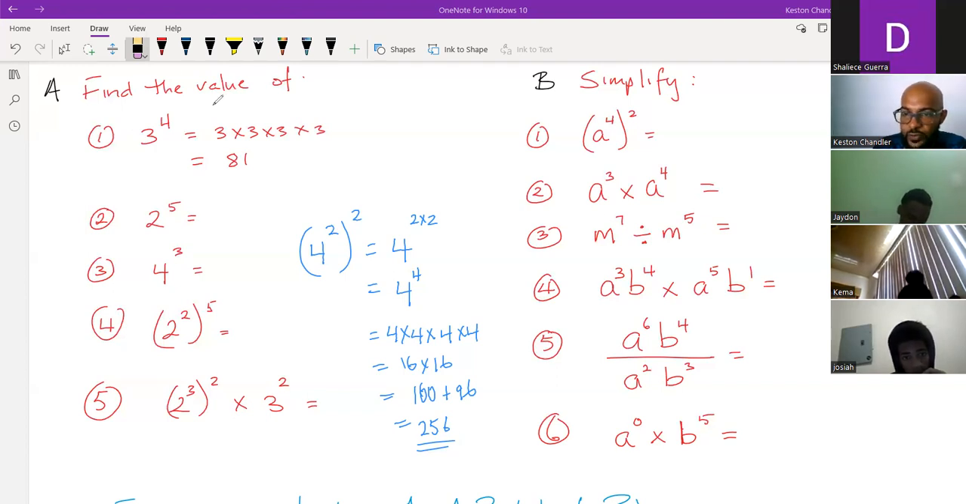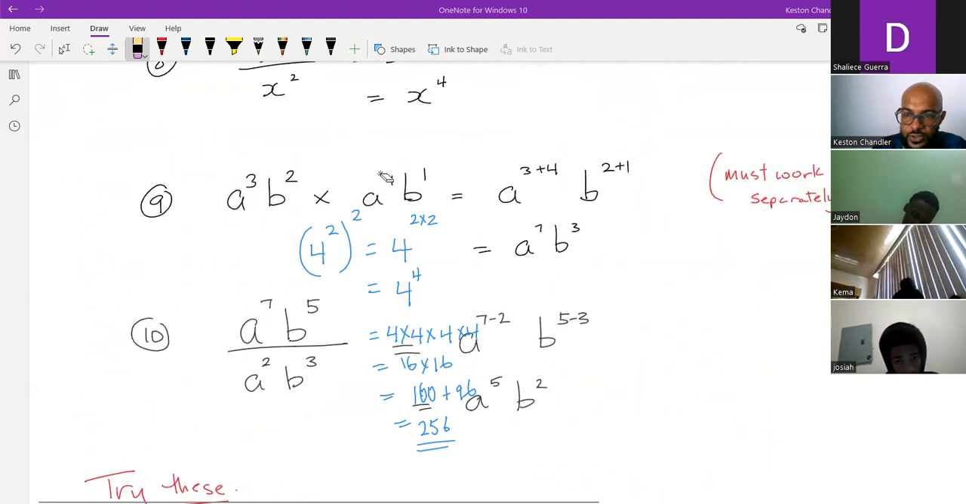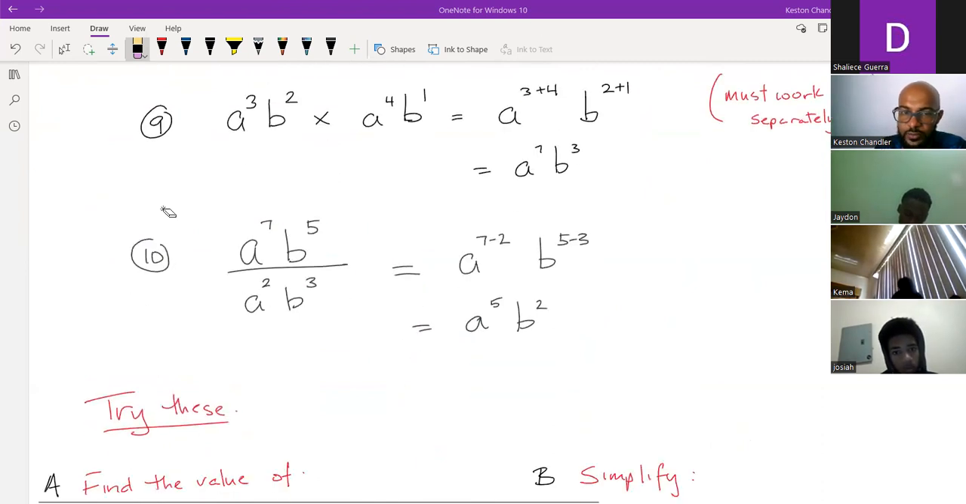The last one, yeah, no problem. Let's scroll back up quickly. One sec, guys. Let's just recap there. So this last one, number 10: a to the power 7, b to the power 5 divided by a to the power of 2, b to the power of 3.